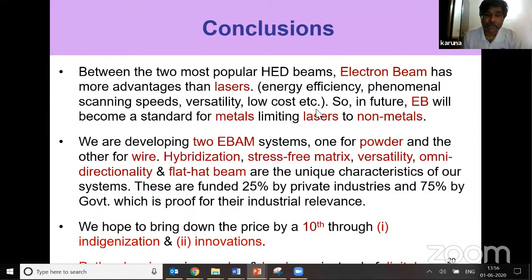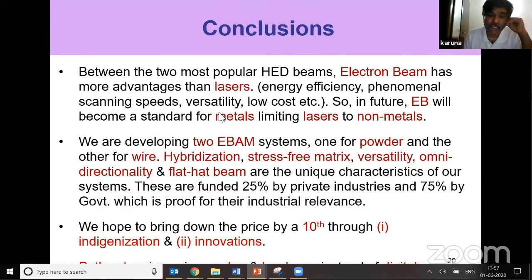Coming to additive manufacturing with electron beam, we use two types of beams. I call them HED beams, high energy density beams: laser and electron beam. I quickly made a comparison. We found that energy efficiency is much higher in electron beam, and it has extremely high scanning speed. I also told that scanning speed is not going to help productivity, but it will help in getting a component free from residual stress or warpage. We also saw that electron beam is extremely versatile, and in future it can become cheaper also.